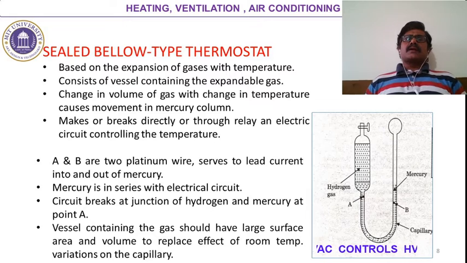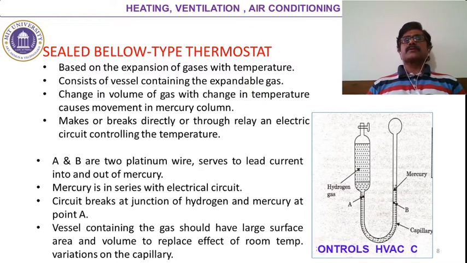We know that gases are compressible and expandable. So with the increase in temperature, the gases tend to expand, and vice versa. It consists of a vessel which normally contains an expandable gas, and the change in volume of this gas with the change in temperature helps to cause the movement of a mercury column, which can be seen in this particular diagram on the right hand side of this slide.